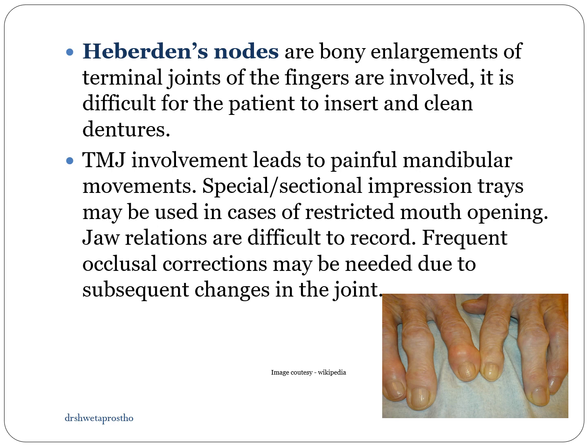Heberden's nodes, as you can see in the picture, are the bony enlargements of the terminal joints of the fingers which are involved. It becomes difficult for the patient to insert and clean the dentures, so they will need assistance for the same. Then the temporomandibular joint, though less likely to be involved, leads to painful mandibular movements. Then sectional or special impression trays are used in cases of restricted mouth opening.